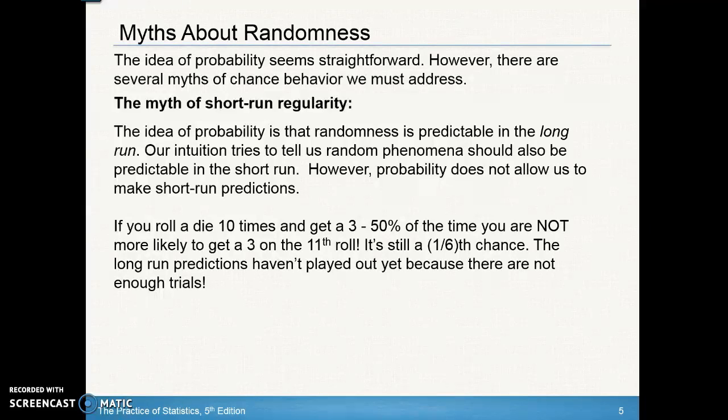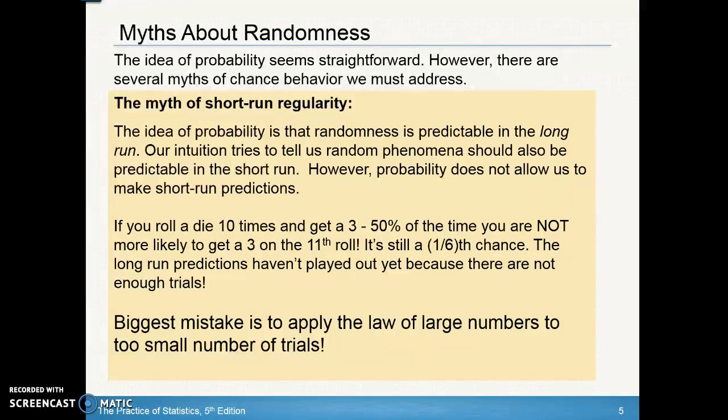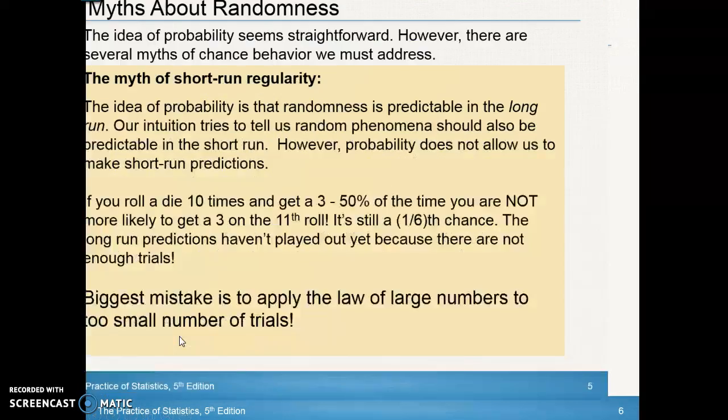So people would say, "Oh, I'm on a streak." You know, they're gambling and they're on a streak. They say, "I've rolled a 3 50% of the time. That means I'm going to continue to roll a 3." No. Every time you roll that dice, it's still a 1/6 chance of getting a 3. The long run predictions haven't played out yet because there's not enough trials. Not predictable in the short run. Okay, the biggest mistake is to apply the law of large numbers to too small of trials.